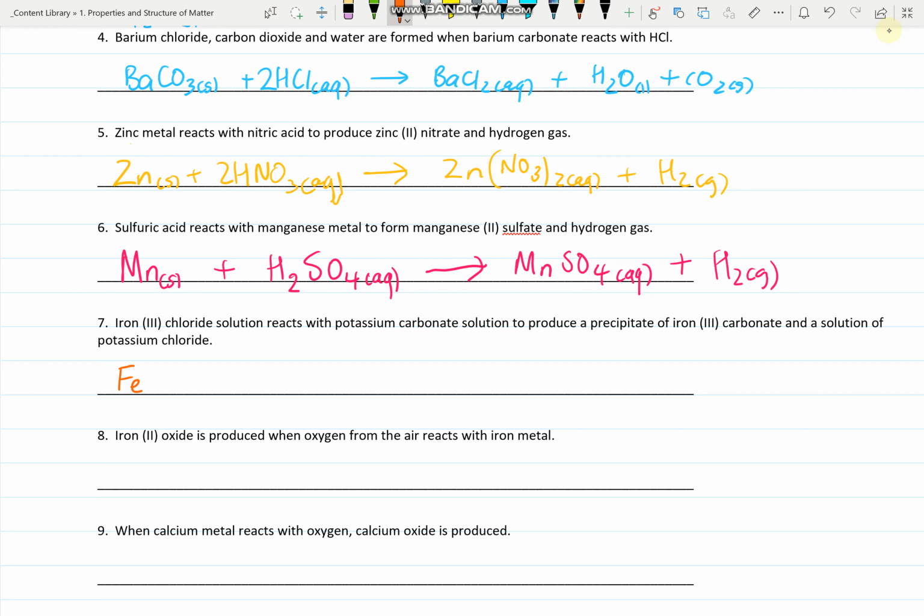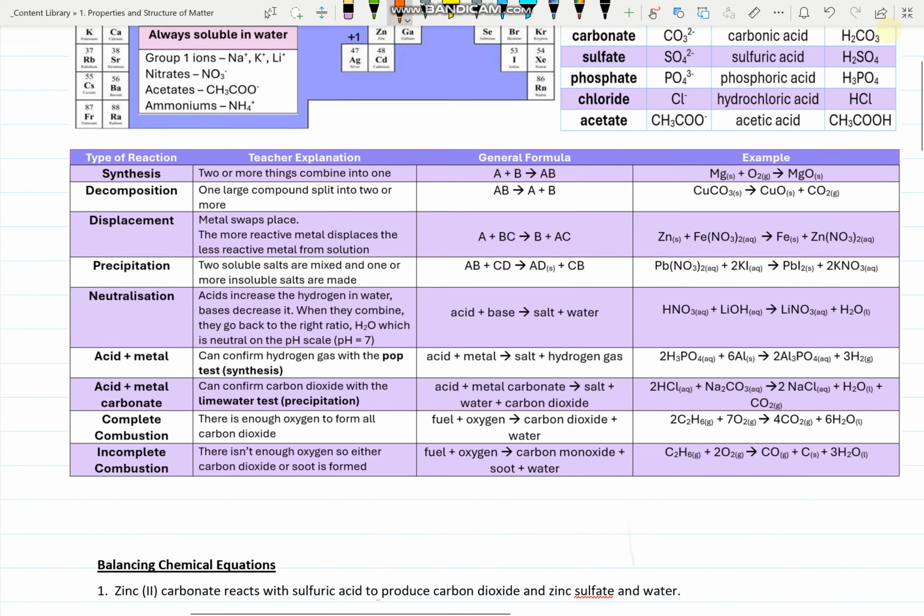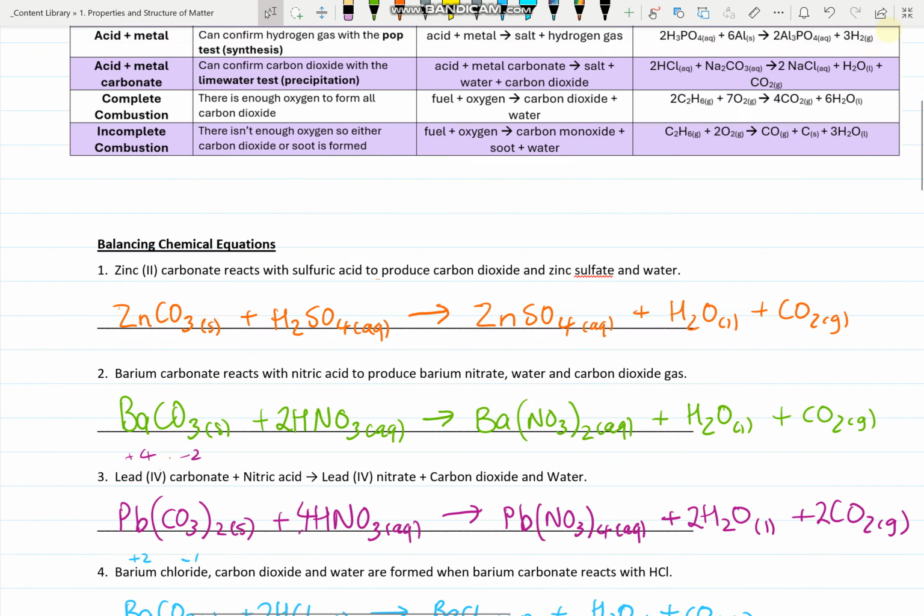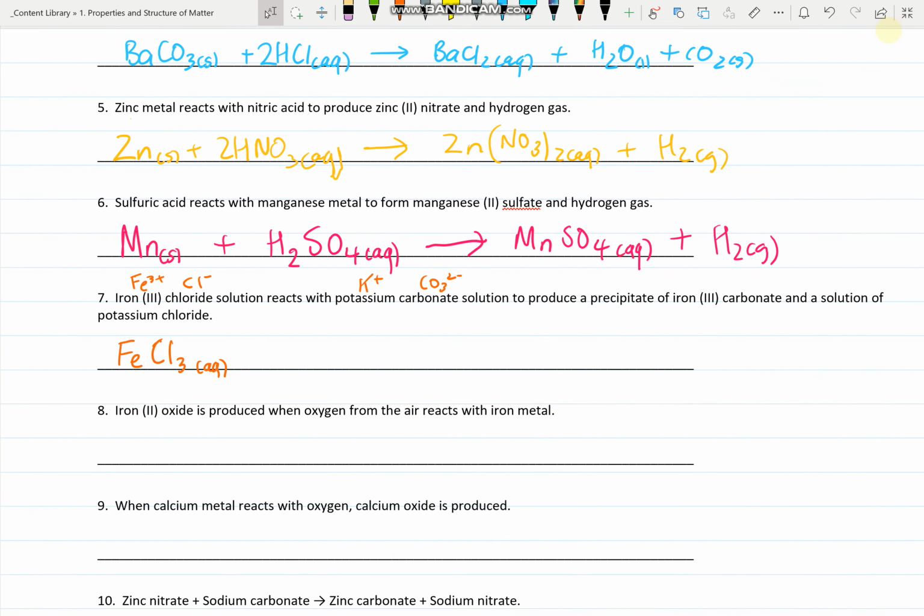So, iron 3 chloride. This is iron 3 plus, chlorine minus, potassium's K plus, carbonate's CO3 2 minus, and that's all I need to do for this. So I've got 3 chlorines. It's going to be aqueous because it tells me it's not a solid. I know it doesn't quite fit the rules of the always soluble ones, like you don't have enough information to know that that's soluble, but you're going to have to accept it at this point. You've got potassium carbonate. It's going to be soluble because it's got a group 1 metal.